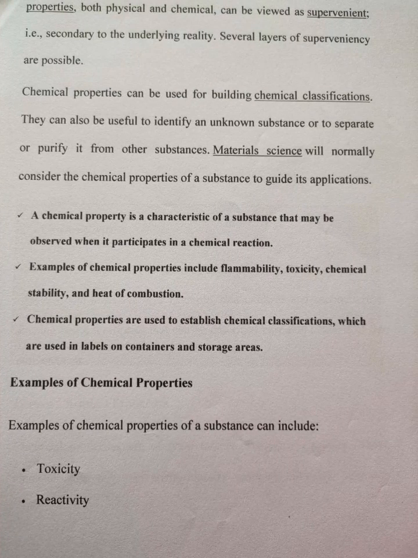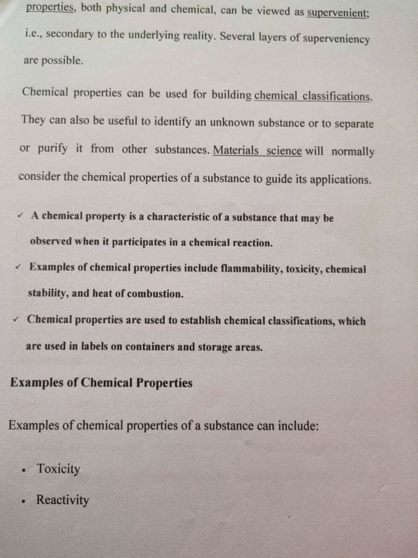Material properties, both physical and chemical, can be viewed, for example, secondary to the underlying reality. Several layers of supervenience are possible. Chemical properties can be used for building chemical classifications. They can also be useful to identify an unknown substance or to separate or purify it from other substances. Material science will normally consider the chemical properties of a substance to guide its application.